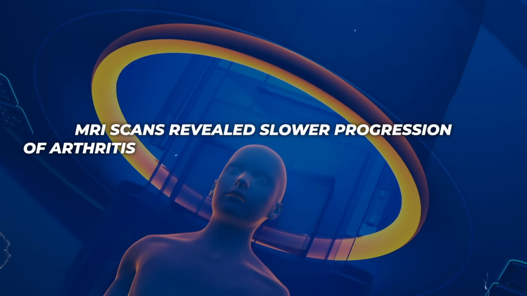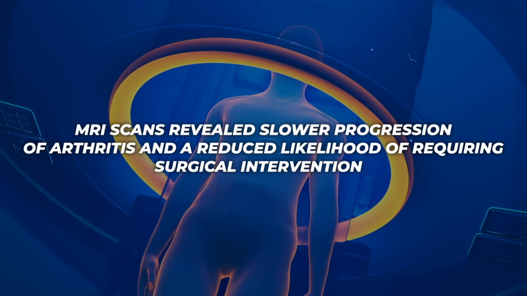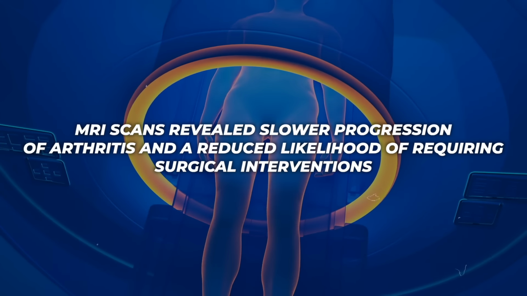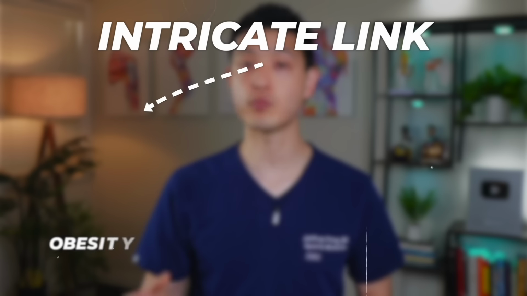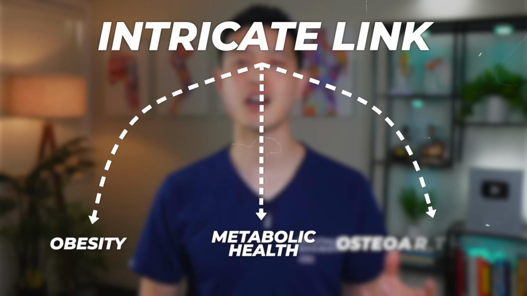Even more encouraging, MRI scans revealed slower progression of arthritis and a reduced likelihood of requiring surgical interventions. Best of all, long-term follow-up showed that these improvements were not temporary, but sustained over time. So I hope it's now evident that there's an intricate link between obesity, metabolic health, and osteoarthritis. By focusing on these broader aspects of your health, you can tackle your arthritis more effectively.